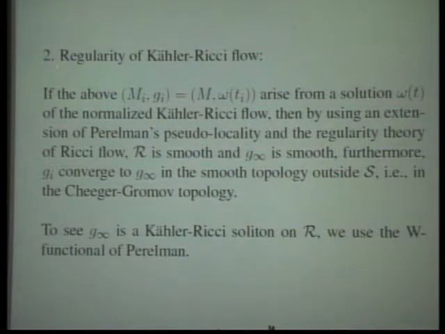The second part is the regularity under the Kähler-Ricci flow. This time you need to use a flow; the previous part only used a sequence. If the above arises from a solution of a Kähler-Ricci flow, then by using an extension of Perelman's pseudolocality theorem and the regularity of Ricci flow, you can prove this regular part is actually smooth. Here when I say smooth, it means C infinity smooth. Previously it was only C^{1,alpha}. And g infinity is C infinity smooth, not only Hölder continuous.